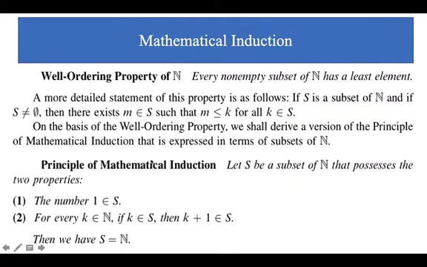What is the principle of mathematical induction? We had discussed, so you can revise it, that let S be a subset of natural numbers that possesses the two properties. The number 1 belongs to S. For every k belongs to natural numbers, if k belongs to S, then k plus 1 belongs to S. Then we write the subset S is equal to the set of natural numbers.